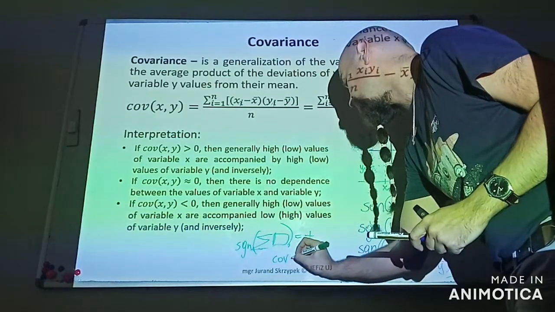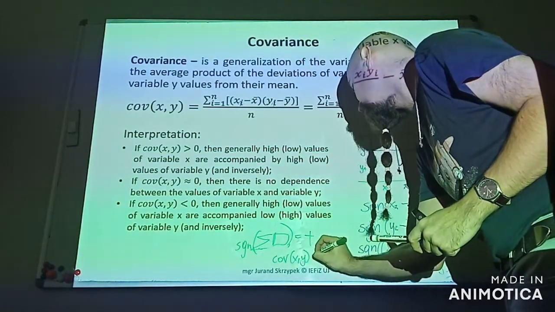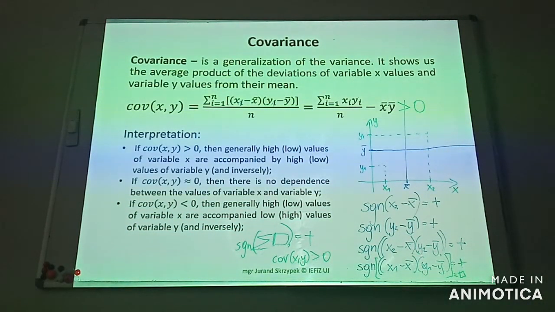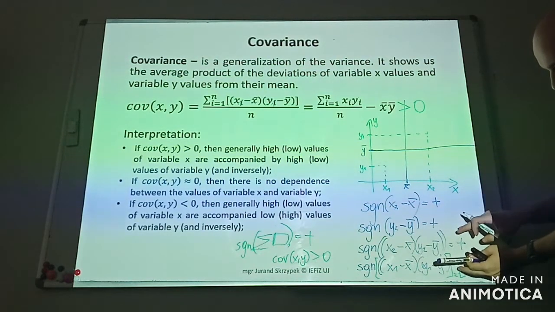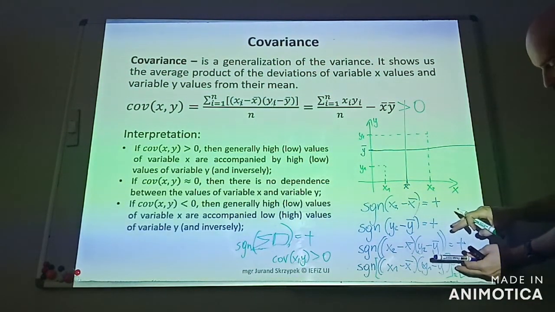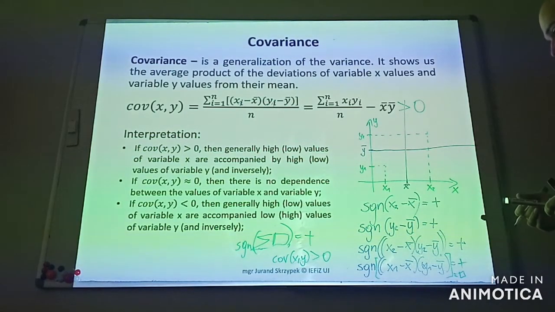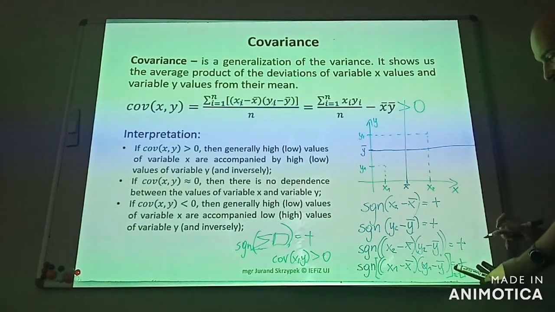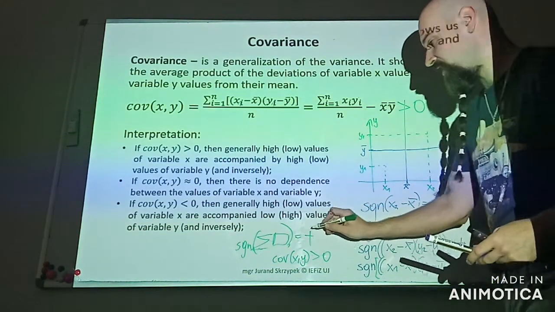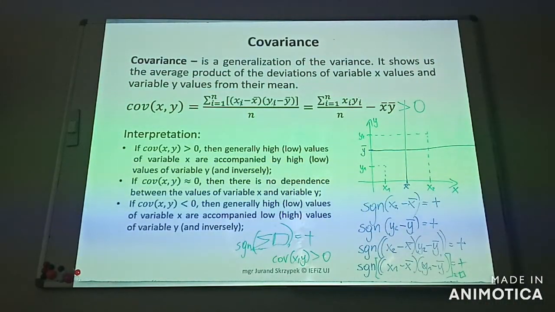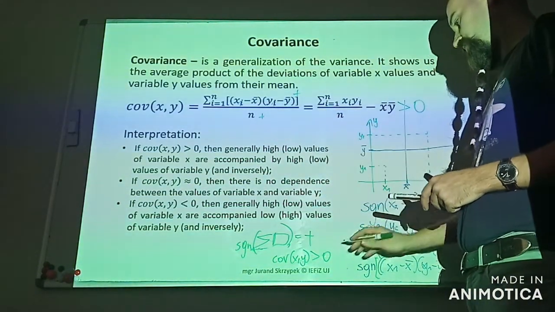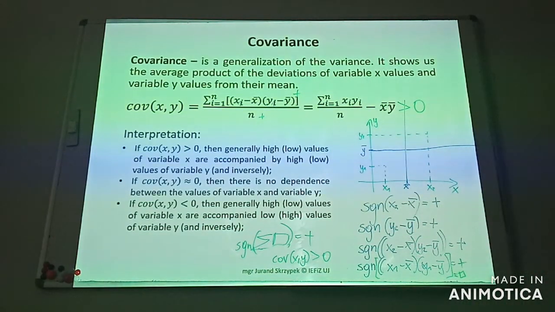So the covariance between x and y has a positive sign. Both products of the deviations are positive. I sum these products, both of which are positive, and I will of course receive a positive sign of the sum. So the covariance will be positive here.